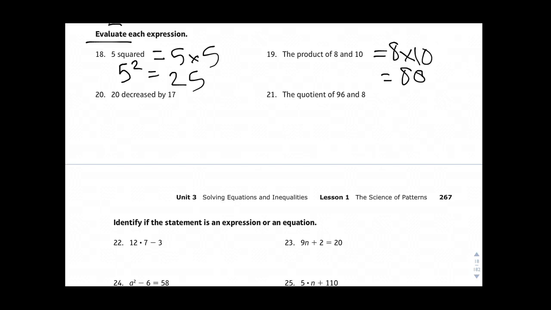20 decreased by 17. That decrease means subtract. 20 minus 17 is 3. The quotient of 96 and 8 is a division problem. I'm going to leave this to you. Wink, wink, nudge, nudge. It's probably my favorite number.